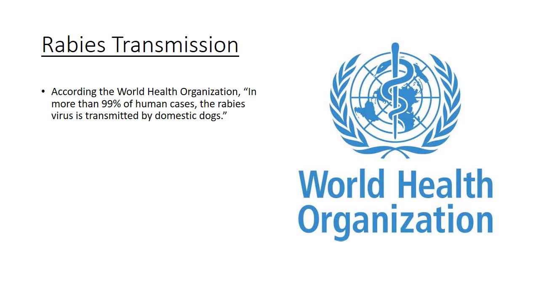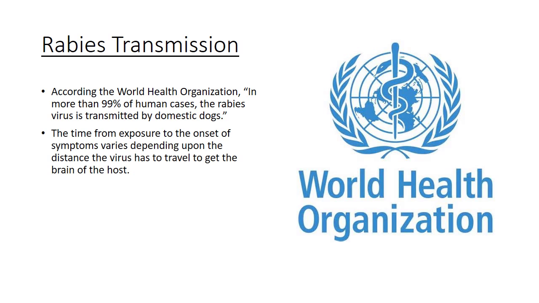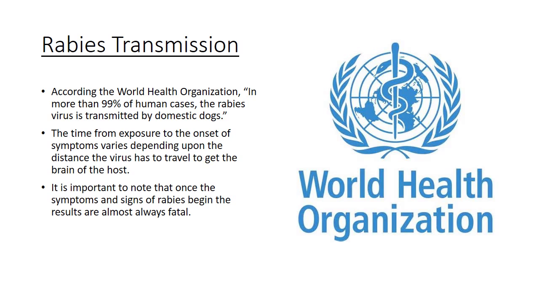According to the World Health Organization, quote, in more than 99% of human cases, the rabies virus is transmitted by domestic dogs, unquote. The time from exposure to the onset of symptoms varies depending upon the distance the virus has to travel to get to the brain of the host. It is important to note that once the symptoms and signs of rabies begin, the results are almost always fatal.